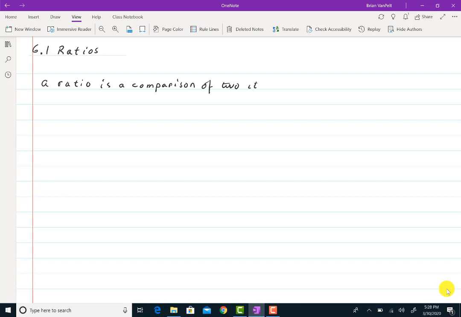Well, I should say two items, probably two quantities, because we're going to be talking about numerical values. Two quantities with the same units. So let me give you some examples of things that you might see.